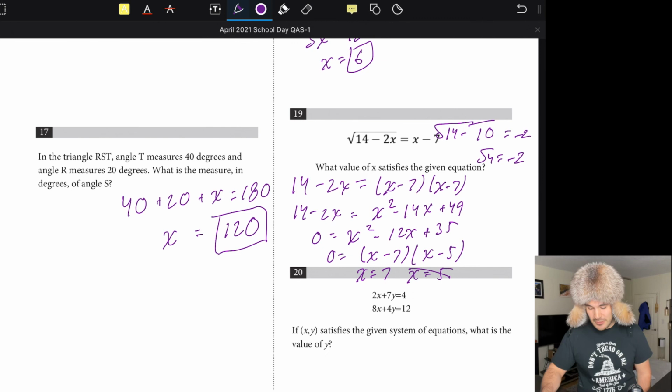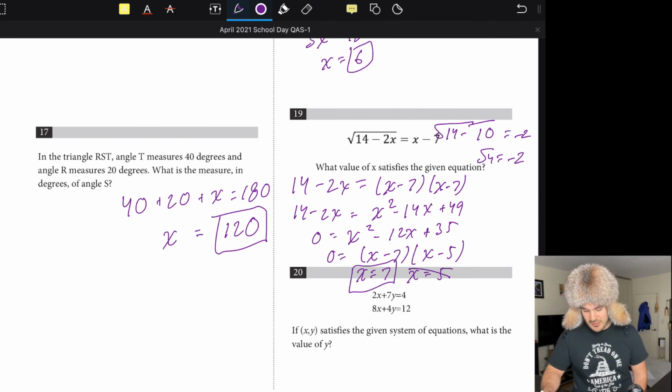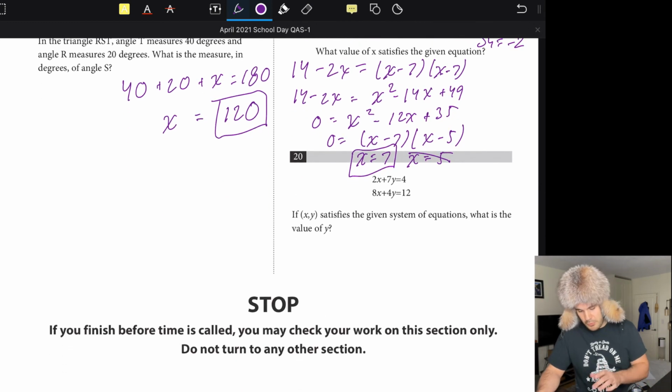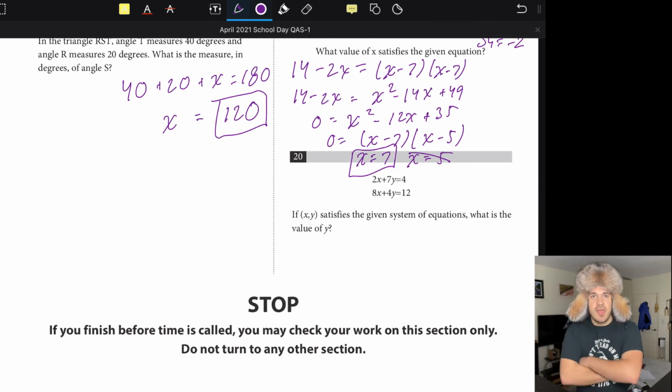So x equals 5 cannot be an answer, so the answer has to be 7. And if we plug 7 in, we're going to get 0 equals 0. That works, nothing is wrong with that, so boom. And last question, number 20. Let's see if we can get this in under 20 minutes.